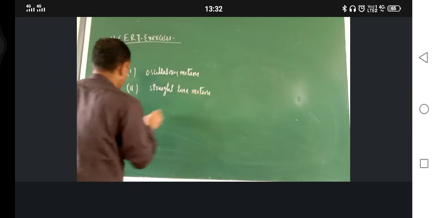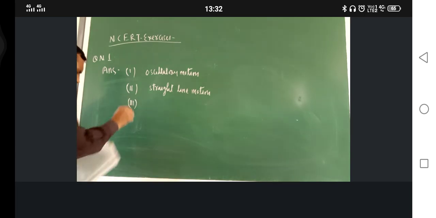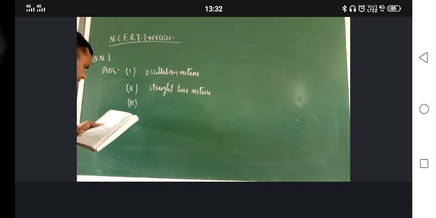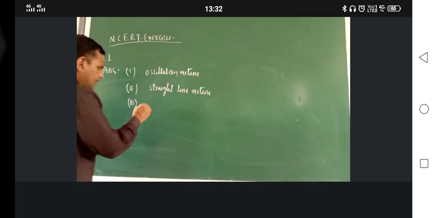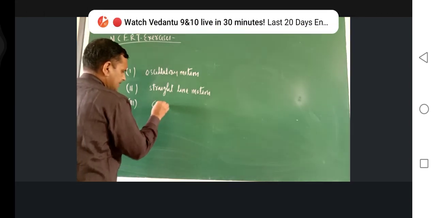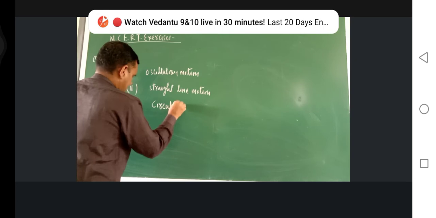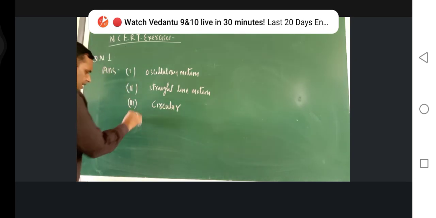Second one is motion of a horse pulling a cart on a straight road. Straight line motion. What is the next one? Third one, motion of a child in a merry-go-round. Circular.